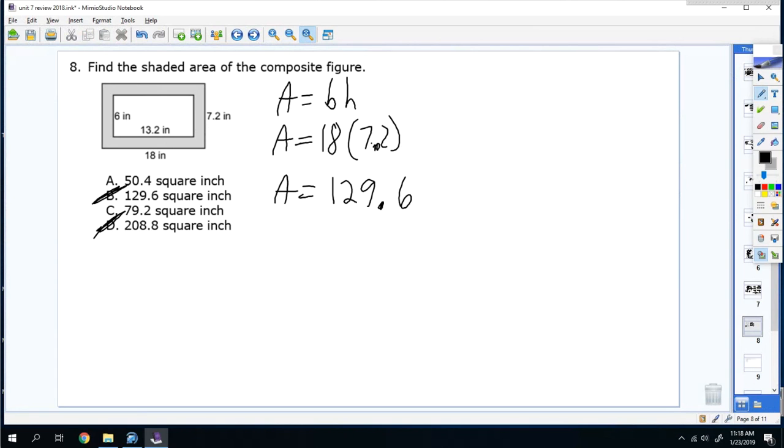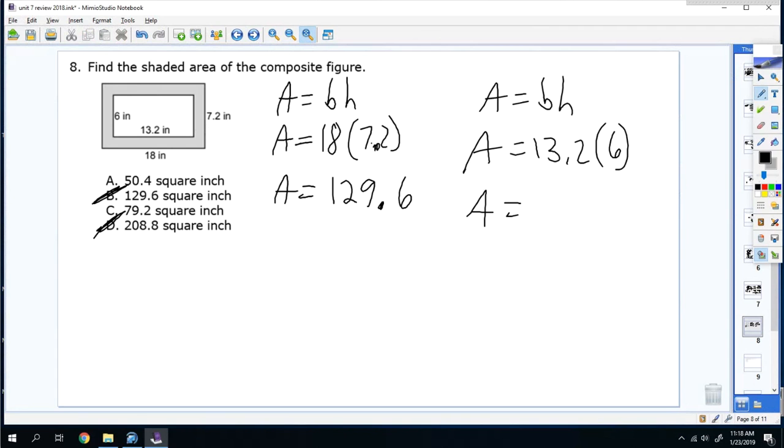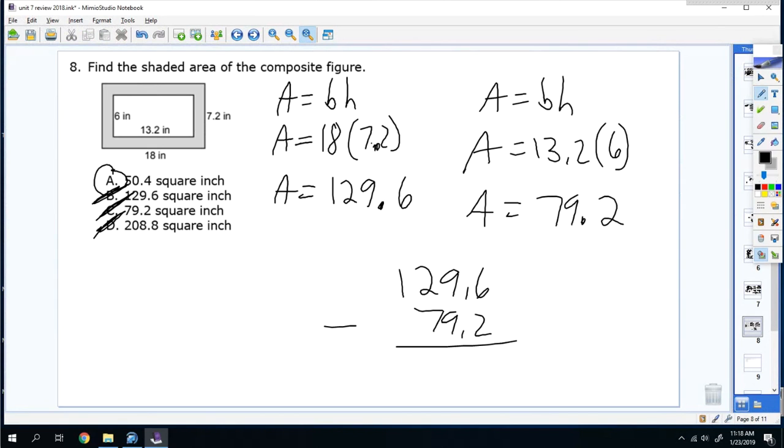So now what I'm going to do is find the non-shaded part. So I'm going to do base times height again and do 13.2 times 6. 13.2 times 6 is 79.2. That means I can cross off C because, again, that's not my answer. So my answer would be A. And the reason why I would get 50.4 is because you would do 129.6 minus 79.2, which is 50.4. So the answer would be A.